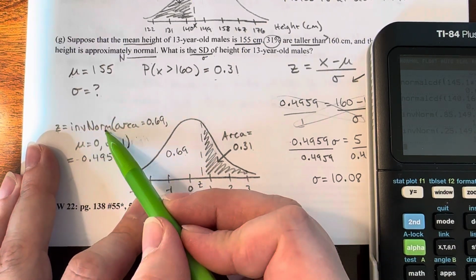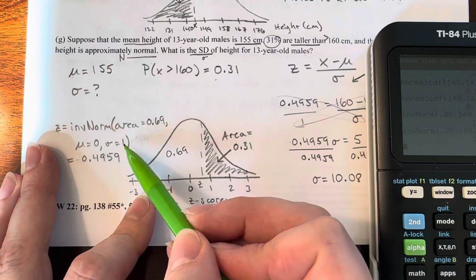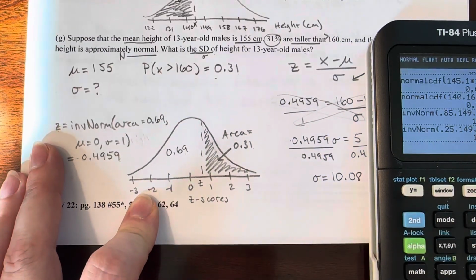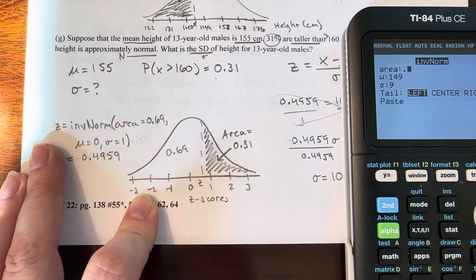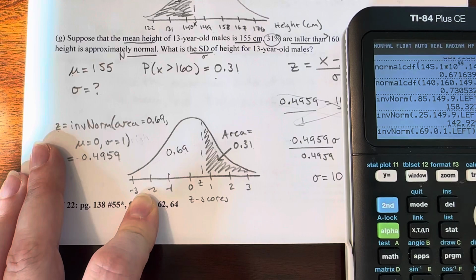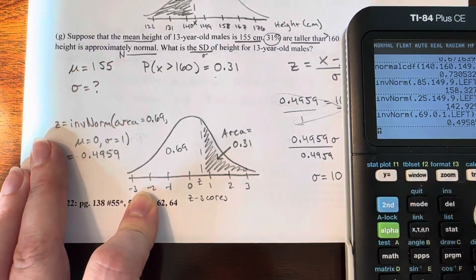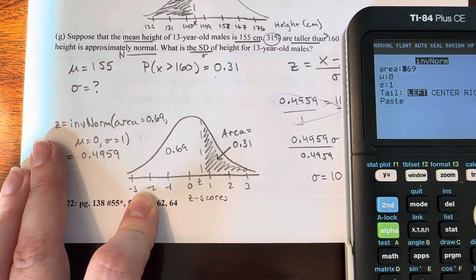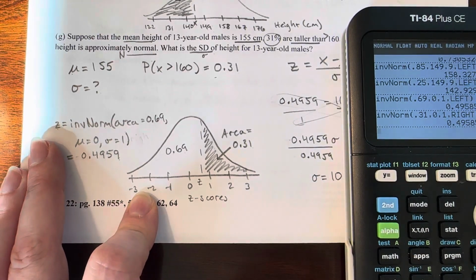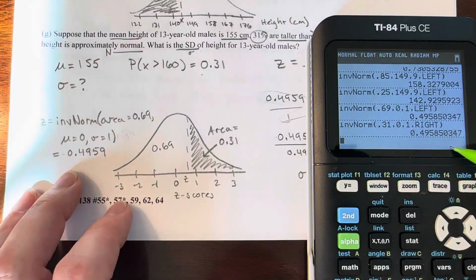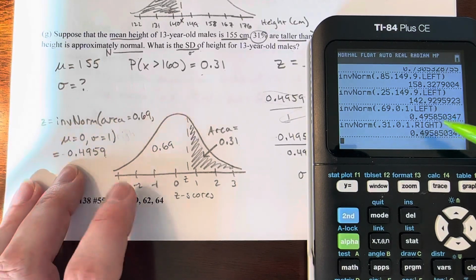My Z-score that is going to cut off this left area of 0.69, I can find by doing inverse norm, area is 0.69, mean 0, standard deviation 1 for standard normal distribution. So 0.69, 0, 1. And if you do that with the left tail, and if I was to do this with 0.31 with the right tail, I want to show you that these would turn out the same. So if you have a newer calculator, you can actually identify where your area is, and it can make your life a little bit easier.